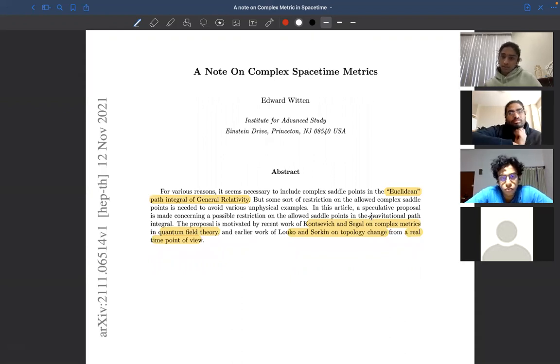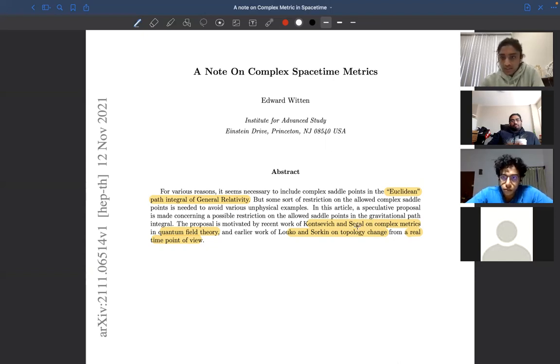So when you're dealing with these complexified versions of the metric, right? It can lead to some nonsensical solutions, like a universe that started out from nothing and all this stuff, which actually does not give us much information.